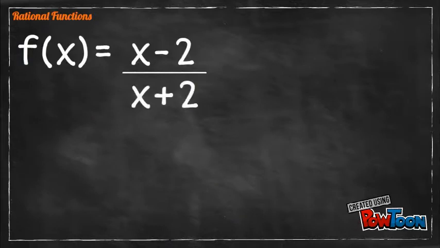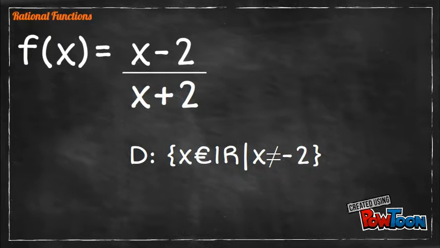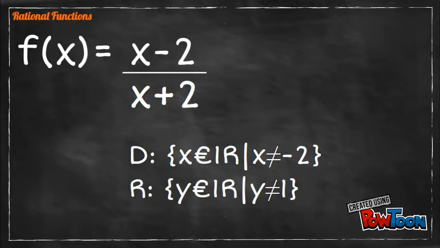f of x is equal to x minus 2 over x plus 2, where the domain is x, all elements of real numbers such that x is not equal to negative 2, and the range is y, all elements of real numbers and y is not equal to 1.